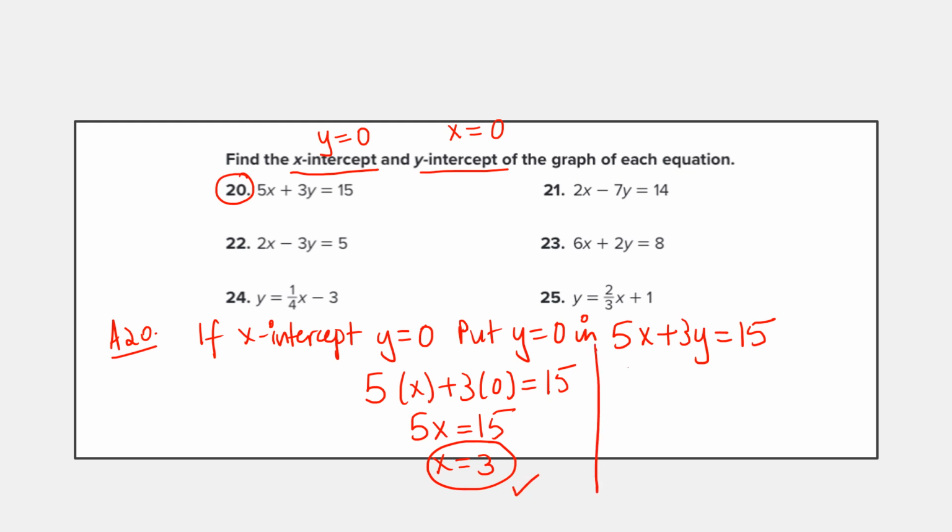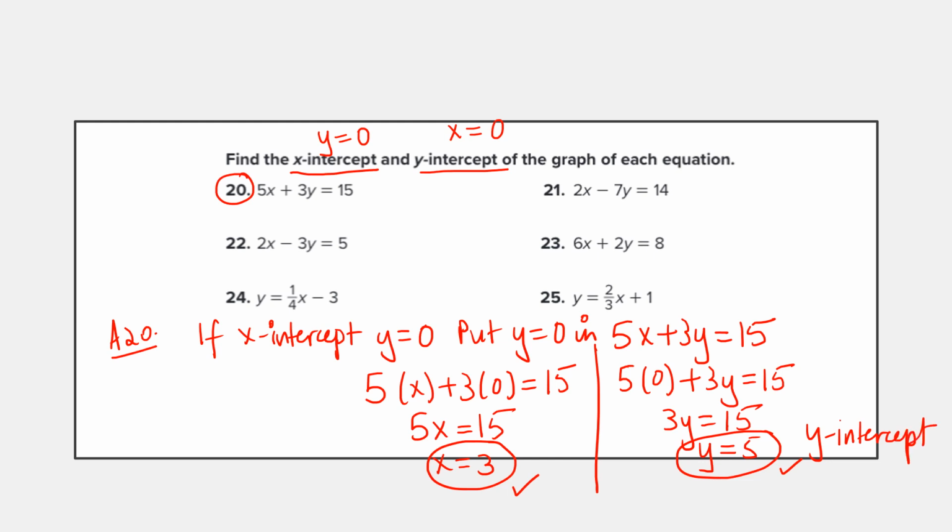Let's find the y-intercept. For y-intercept, put x as 0. So 5 times 0 plus 3 times y is 15, or 3y is 15. Divide by 3 both sides. So y is 5. So this is your y-intercept. I hope you have understood how to find x and y-intercept, and you do the same for all the remaining questions. Just remember, if it is x-intercept, y is 0, the opposite one, and if it is y-intercept, x is 0. Okay.